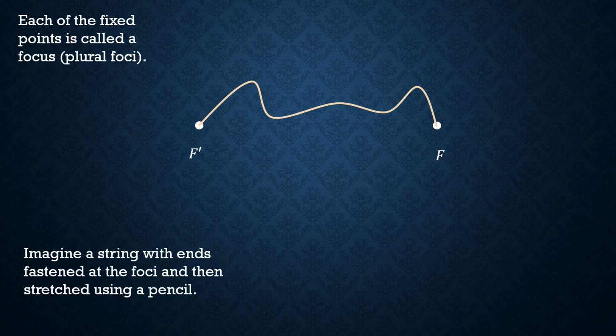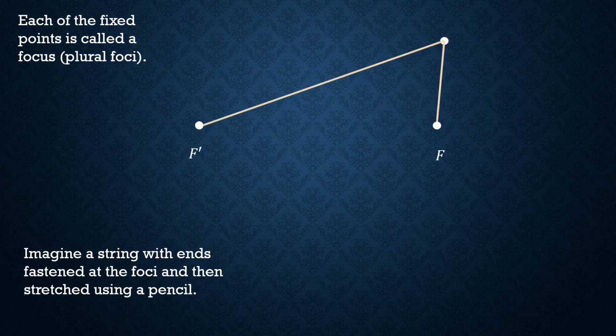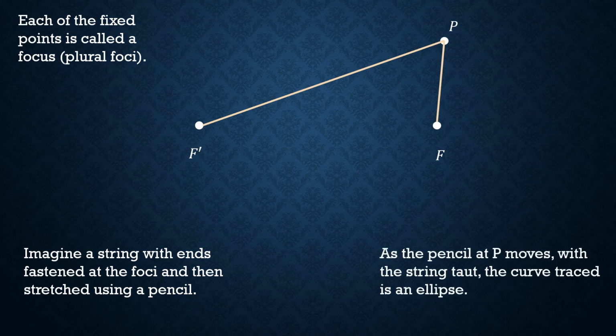Imagine a string with ends fastened at the foci and then stretched using a pencil. As the pencil at P moves with the string taut, the curve traced is an ellipse.